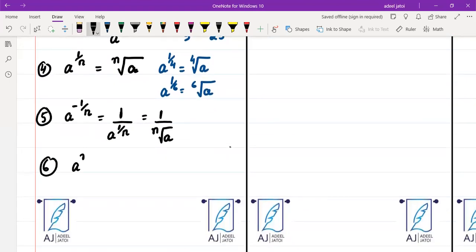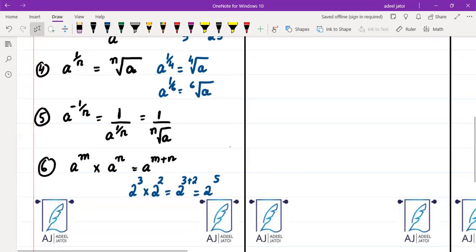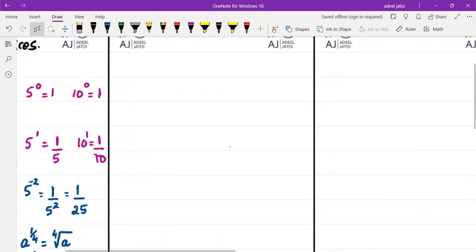Rule number 6. If bases are same and multiplied, powers are added. For example, 2 to the power 3 multiplied by 2 to the power 2. We can always write this as 2 to the power 3 plus 2. You can always directly solve it as well: 2 to the power 5, and then 2 to the power 5 can have its value. So these were 6 rules.